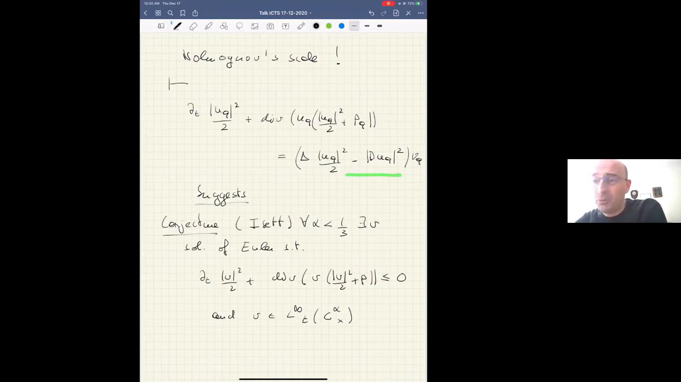Now, before we go on, let me just be honest. If you tell me, is this advancing my program of trying to actually show that there are solutions of Navier-Stokes which are converging to these solutions of Euler? My honest answer would be no. I'm not seeing actually where we are advancing over there.